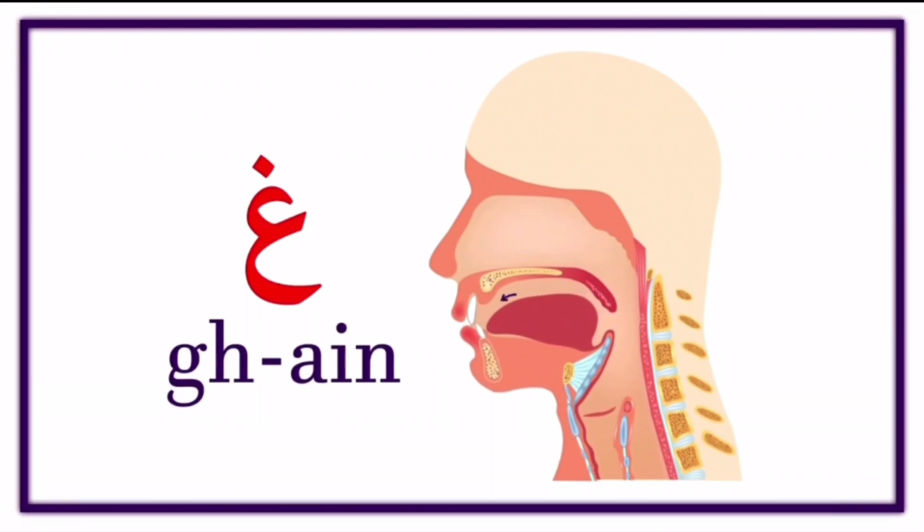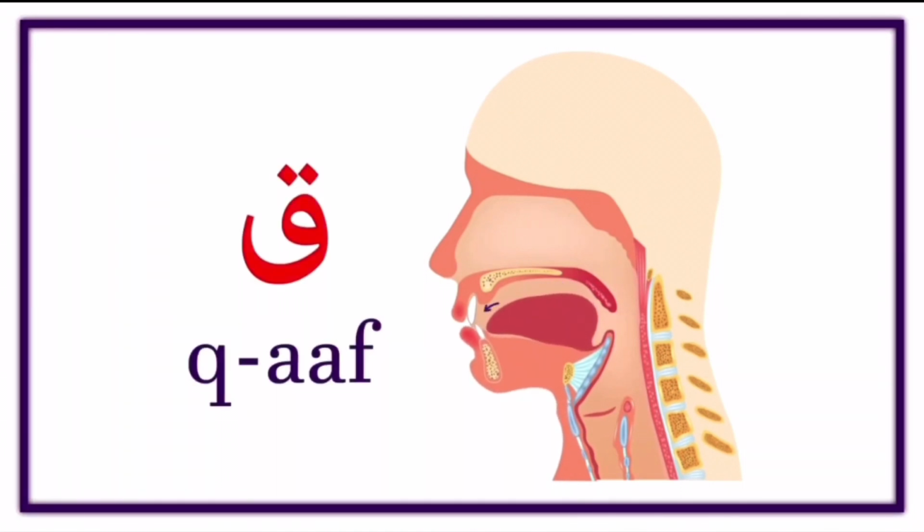غين غ غين غ. The غين sound, it's very close to the French R sound. غ غ غ. It's not ga, it's غ غ غ.